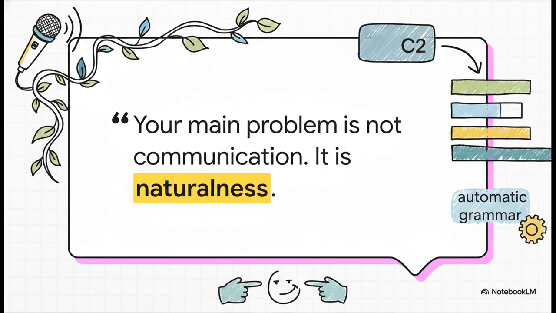But as you hit this advanced plateau, there's a really specific distinction we need to make. Your main problem right now is not communication. It's naturalness. You are communicating clearly, for sure. The message is landing. But true native-level C2 English requires so much more than just being understood. It needs automatic grammar, a completely natural flow of words, and most importantly, precise tone.